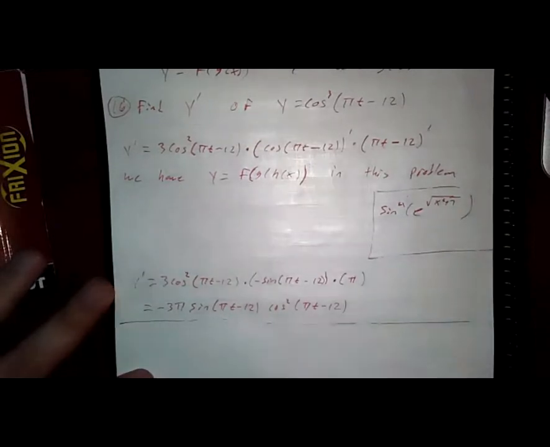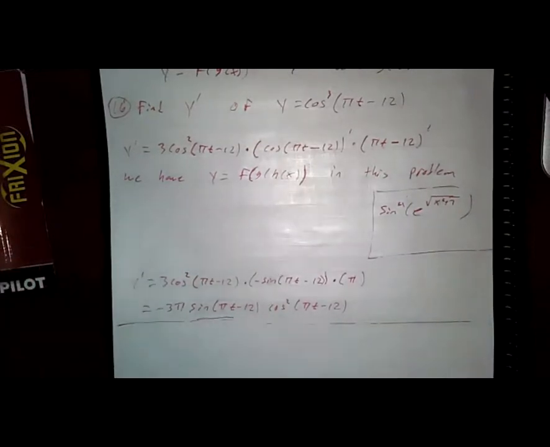Are there any questions on 16? This is a really complicated chain rule. All right, we'll move on to implicit derivatives.